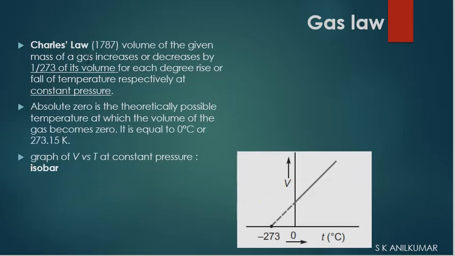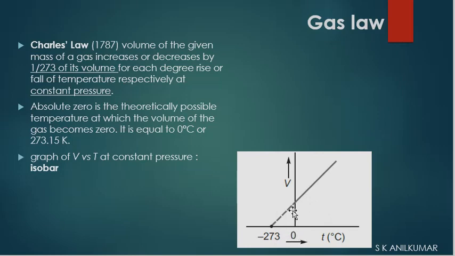Charles' law. Charles' law says the volume of a given mass of gas increases or decreases by 1 by 273 of its volume for every degree rise or fall in temperature at constant pressure. So if the pressure is constant, the volume will increase or decrease for every degree change in temperature.